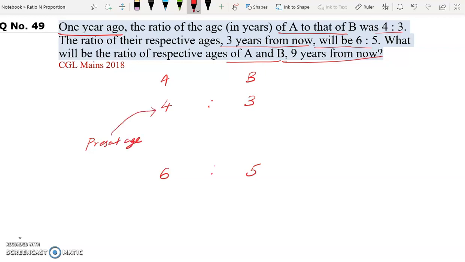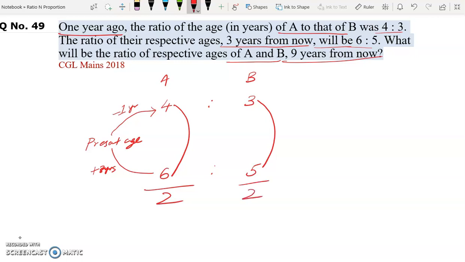Now this ratio is 1 year ago. So that means minus 1 year from present age. And this is 3 years from now. So 3 years from present age means plus 3 years. Now if we look at the difference between these two, 6 minus 4 will give us 2, 5 minus 3 will give us 2. So the units are same. Now these 2 units will represent what? This will represent 1 year and 3 years. So total is how much? 1 plus 3 is equal to 4 years. So that means 2 into 2 gives us 4 years. So we are multiplying it with 2.